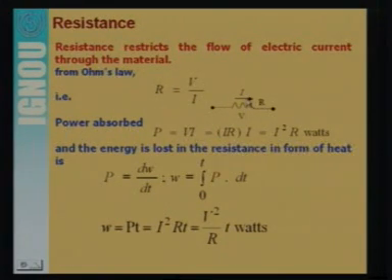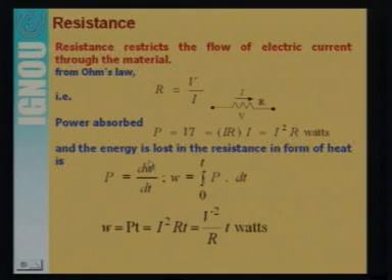Generally, the power absorbed by any resistance is given by P equals V into I, the voltage into current. So, this is the power relationship in the case of the resistance. Putting the value of V from Ohm's law, V equals I into R, we get I square R watt. This is the power absorbed by any resistance.